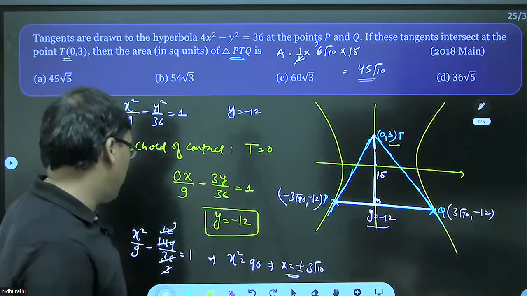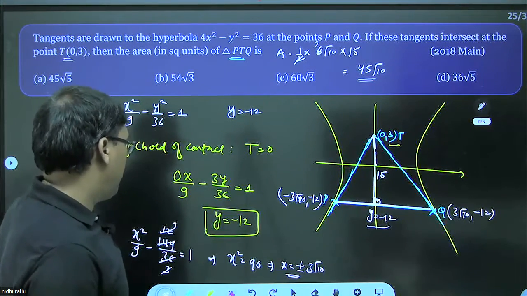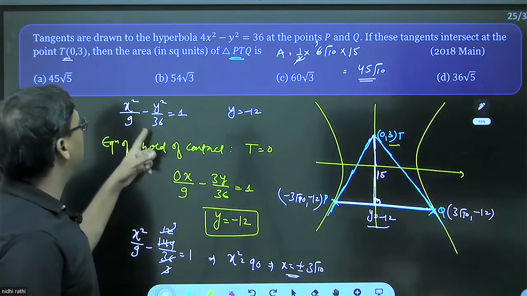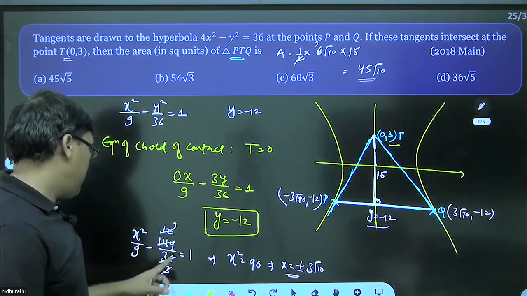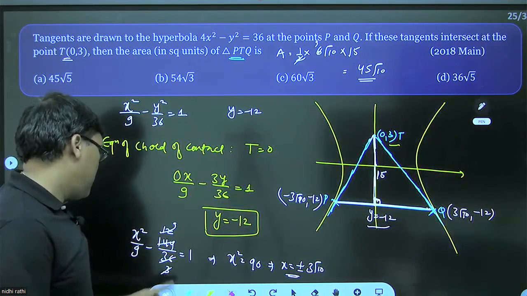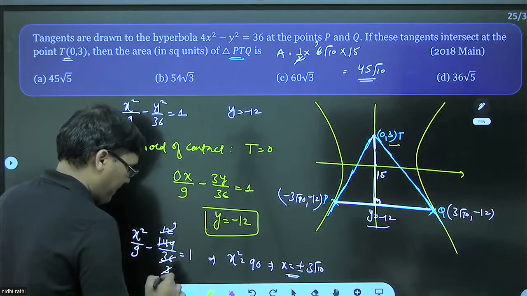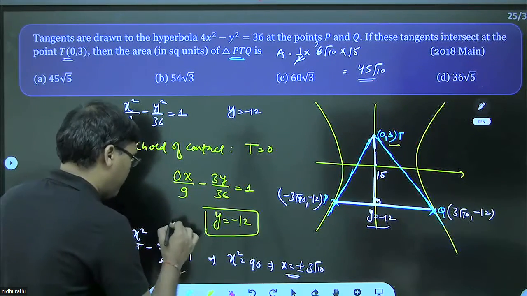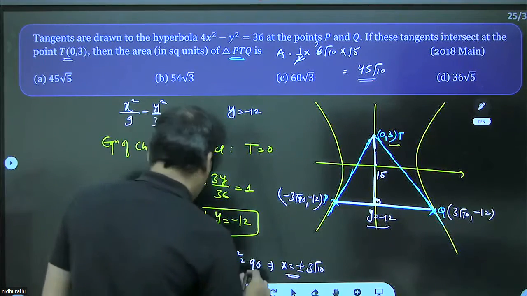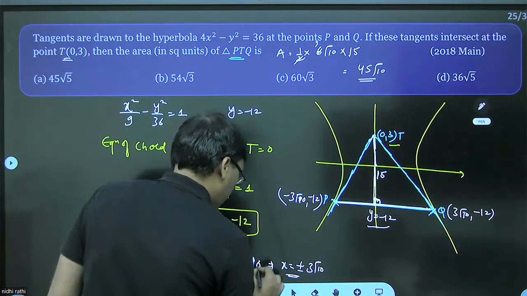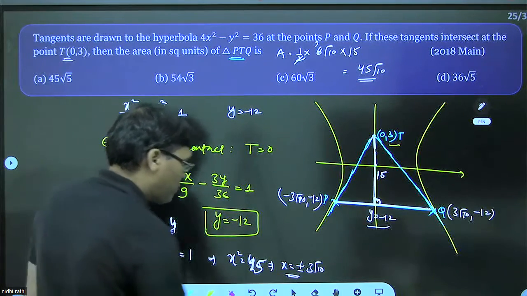This is y is equal to minus 12, right? If I put minus 12 here, let's correct it. This is 144 by 36. So this is just 12, 3. This is 4. Yes, this is 4. So this is 45. This will be 45. Just correct this. Right? This is root 45.